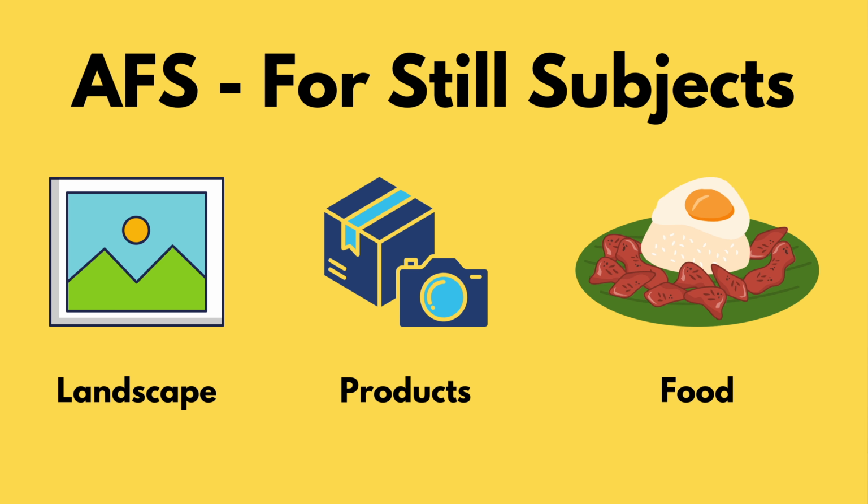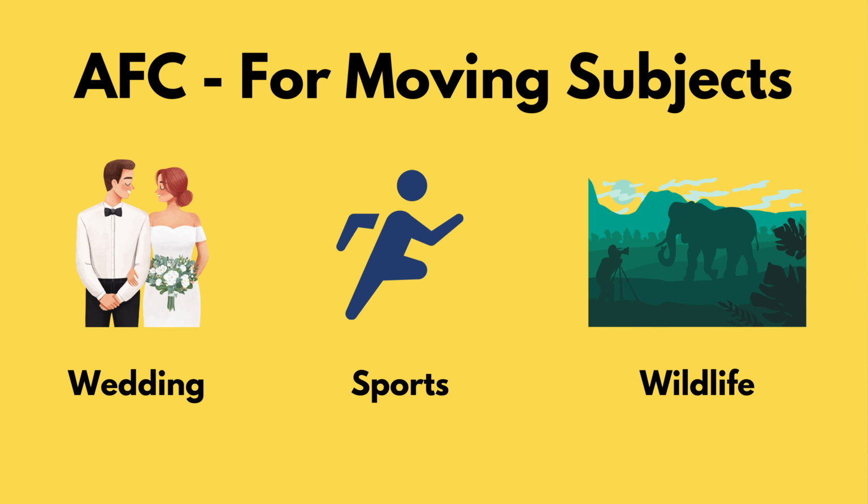So if you are using AFC or continuous autofocus for a still subject, you will get a blurred out photo. Similarly, if you are using AFS or single point autofocus for a moving subject, you will still get a blurred out photo because you will not be able to lock in on the moving subject properly. So it's very important to understand the autofocus modes and use them for the right purposes.